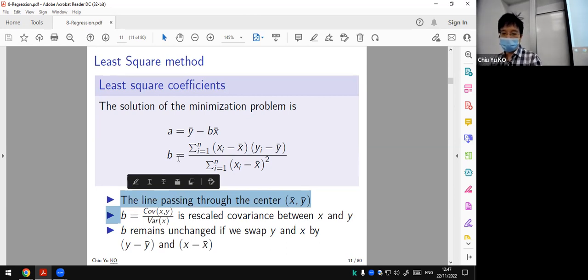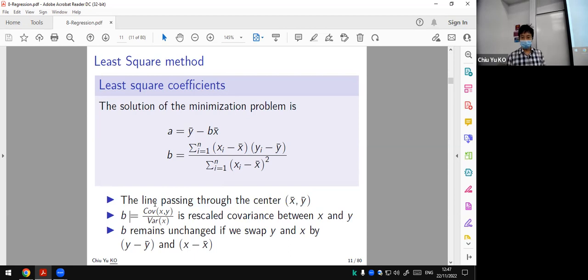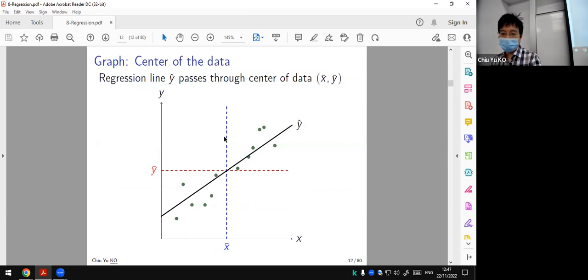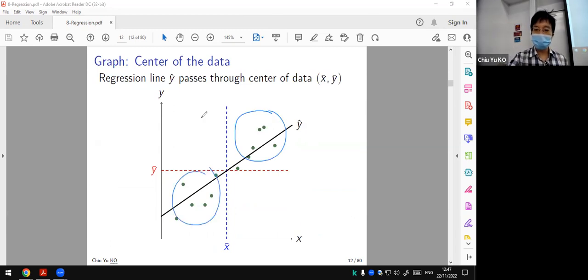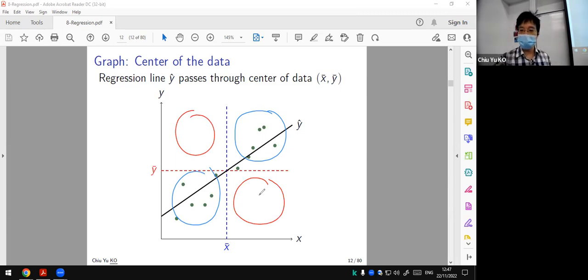So that means this explains why B is related to covariance, right? Covariance is saying that if X is above the mean, Y is above the mean. So if you plot the center of the data, the line passes through this point. Covariance positive means it's more likely that data appear in these two regions, the blue region, than the red region. If blue is more than red, then we have positive covariance. Covariance XY is positive.